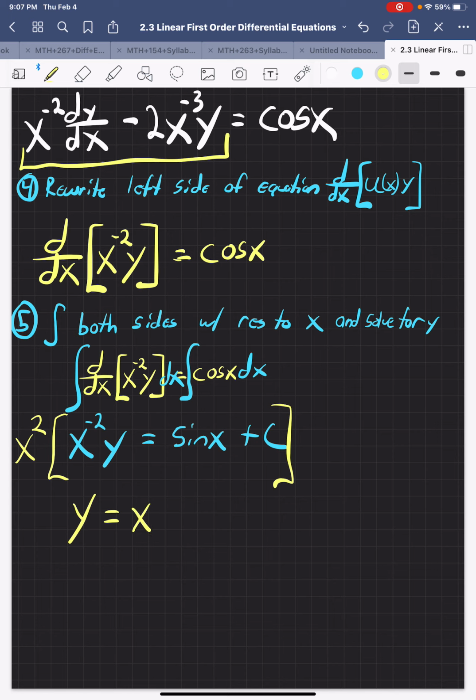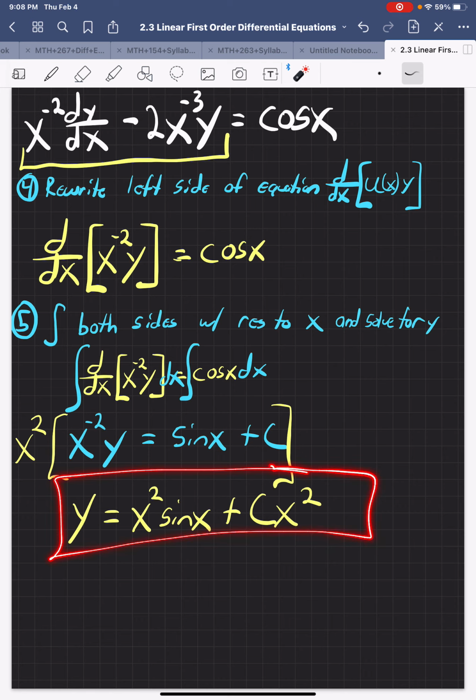So x squared sine of x plus c times x squared. All right. You could factor out an x squared if you really wanted to show off, but this is your general solution to that first order linear differential equation.